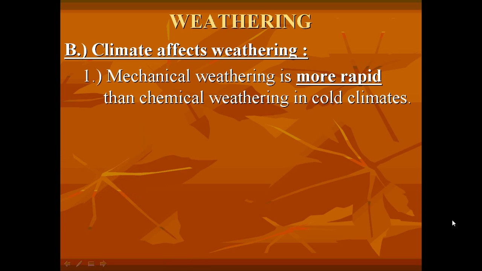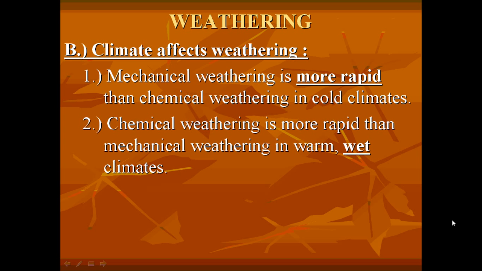Climate also affects weathering. Mechanical weathering is more rapid than chemical weathering in cold climates. Chemical weathering is more rapid than mechanical weathering in warm, wet climates. So mechanical weathering, more rapid in cold climates. So mechanical, cold. Chemical weathering is more rapid in warm, wet climates. So chemical weathering, warm, wet climates.